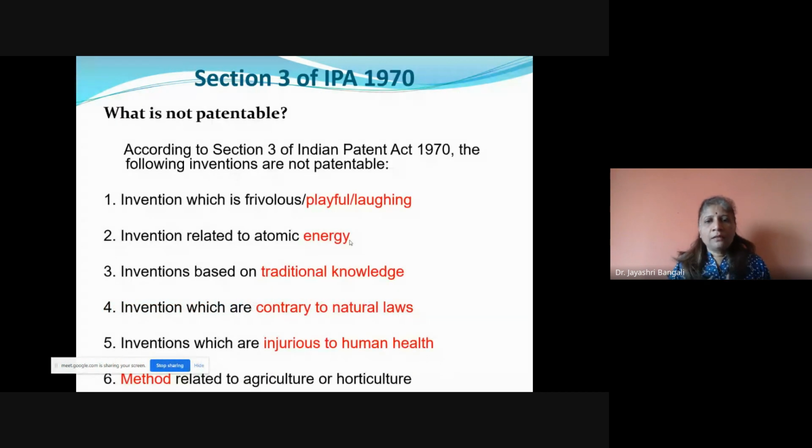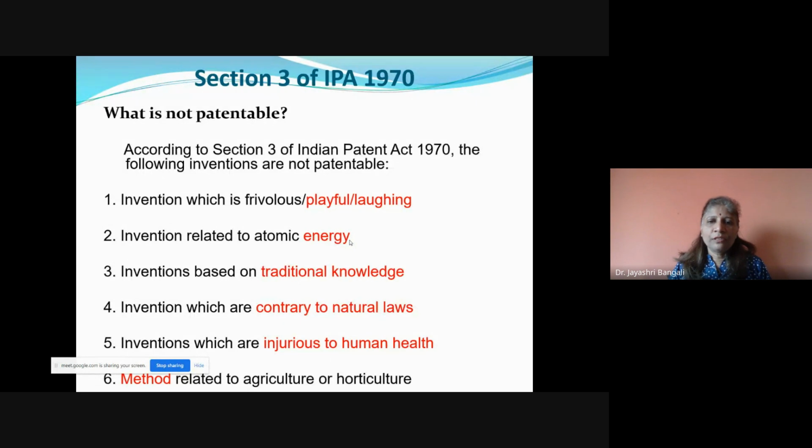Now, there are a total of 167 sections in this law. I will just explain one section: what is patentable and what is not patentable. What can be patentable, we have just discussed: the invention should be non-obvious, novel, and useful. These three conditions. Now, what is not patentable?